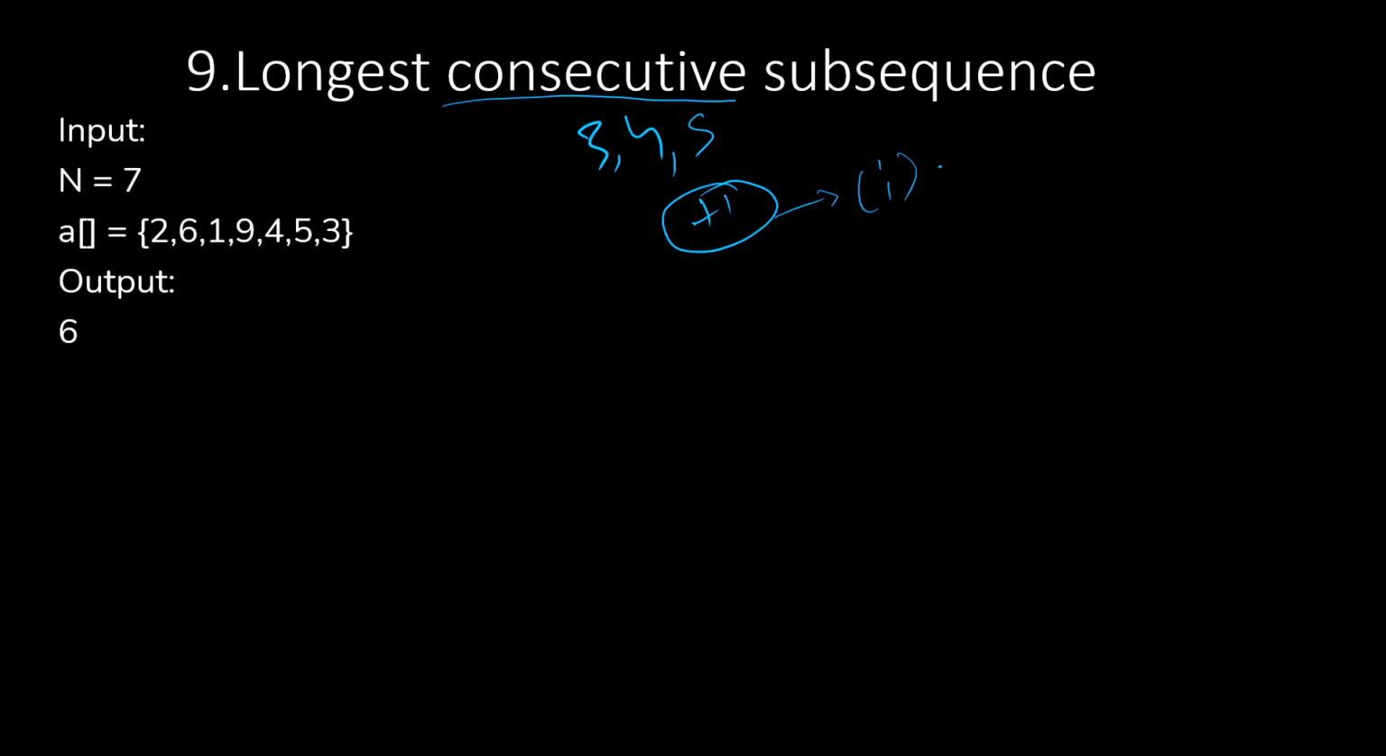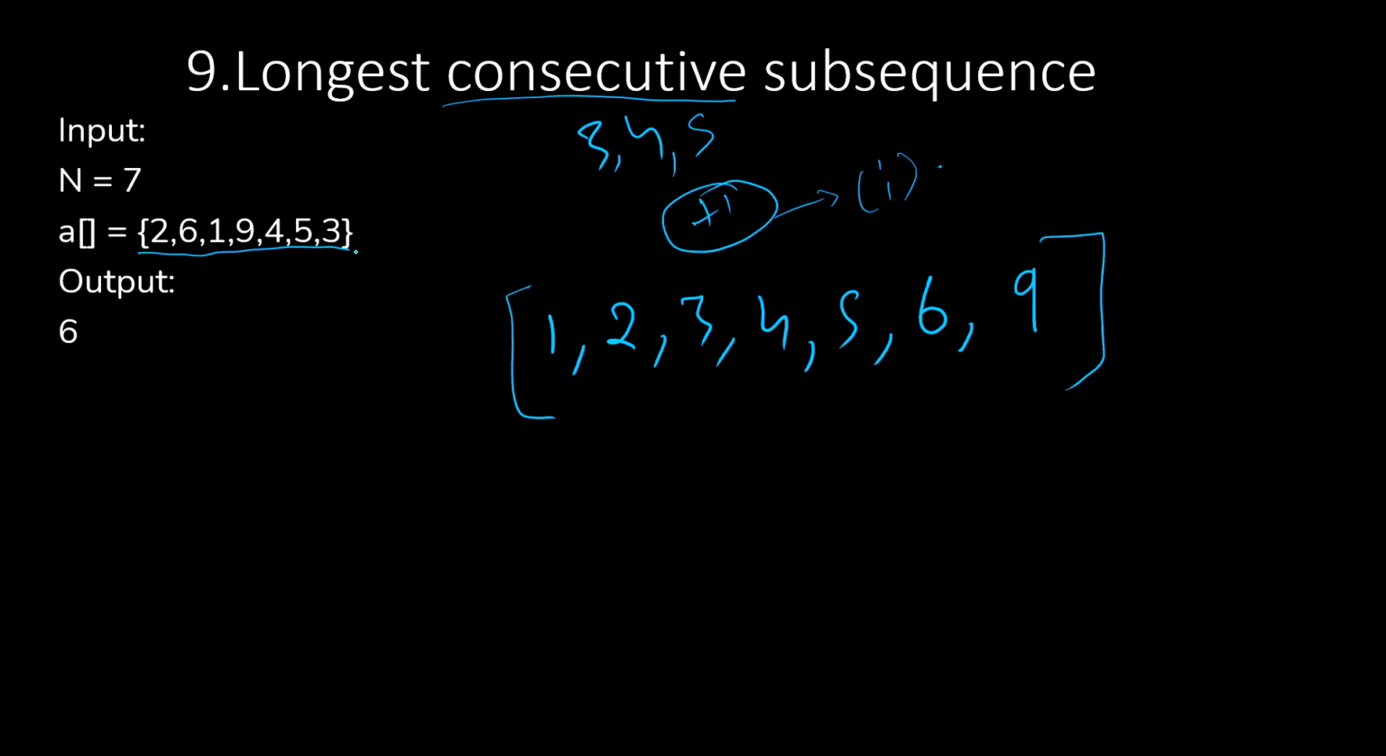The other thing we have to do is sort this array in ascending order. If we want the longest consecutive subsequence, it will be easier if we sort it. After sorting this array, what we get is 1, 2, 3, 4, 5, 6 and 9. This is the sorted input array.